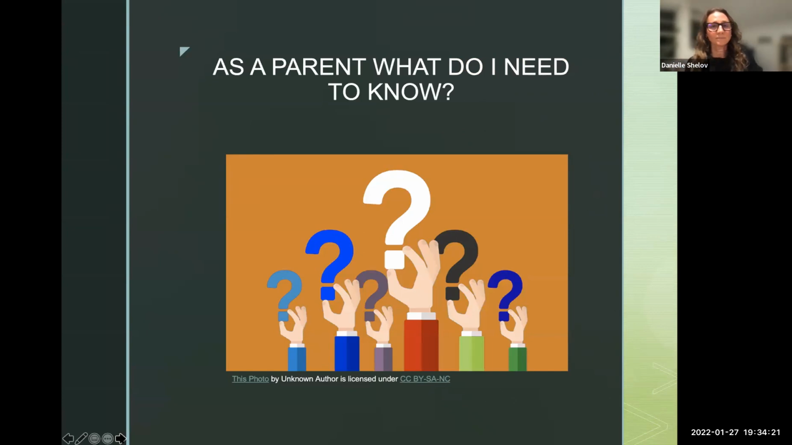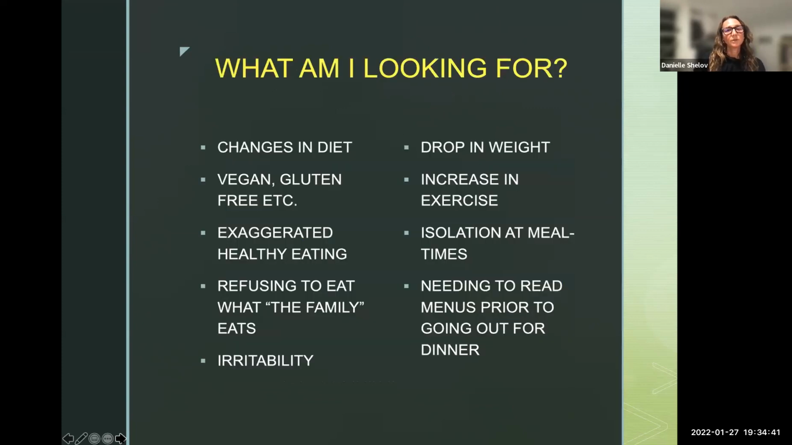Okay, so I think that this is a really important part of the talk, right? And I think for so many people that come into my office, this is what needs to get addressed: as a parent, what do I need to know? So first of all, what am I as a parent looking for, right?